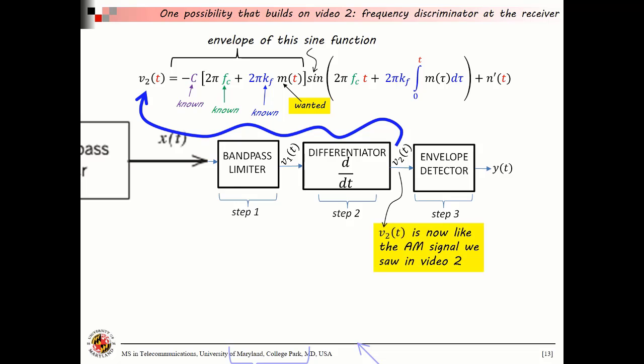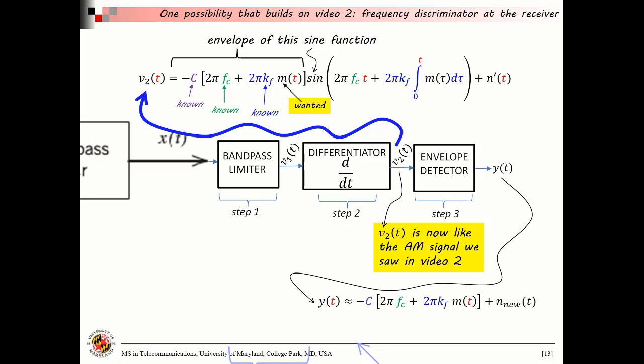Now, v2, the input of the envelope detector, is now like an AM signal. If you haven't yet seen video 2 of our sequence, I urge you to pause this video and go back and watch video 2, which explains how an envelope detector extracts the information-bearing signal m of t from the envelope of a sine or a cosine.